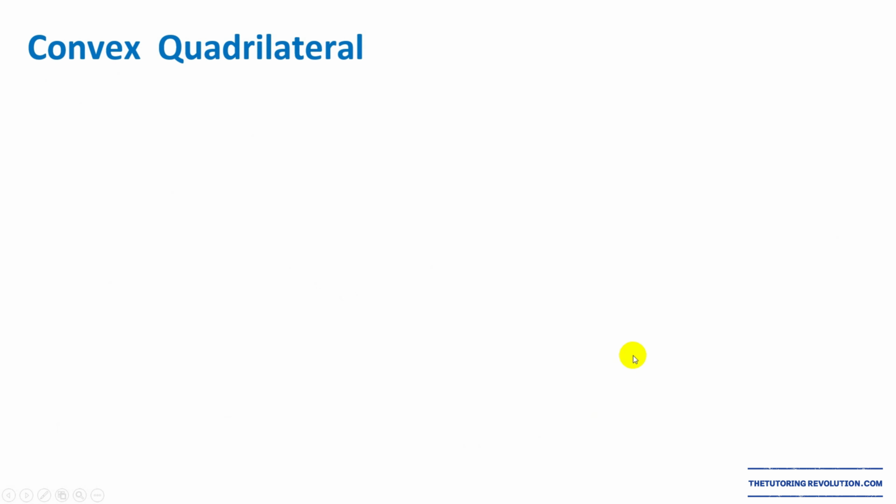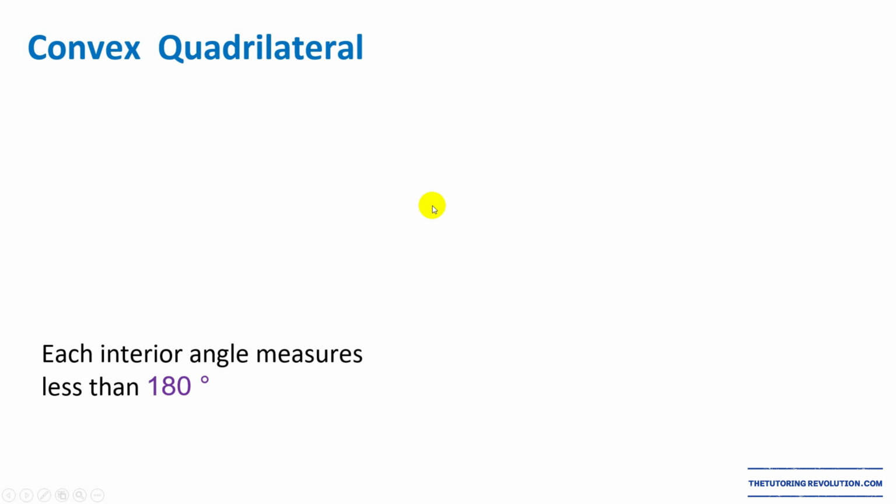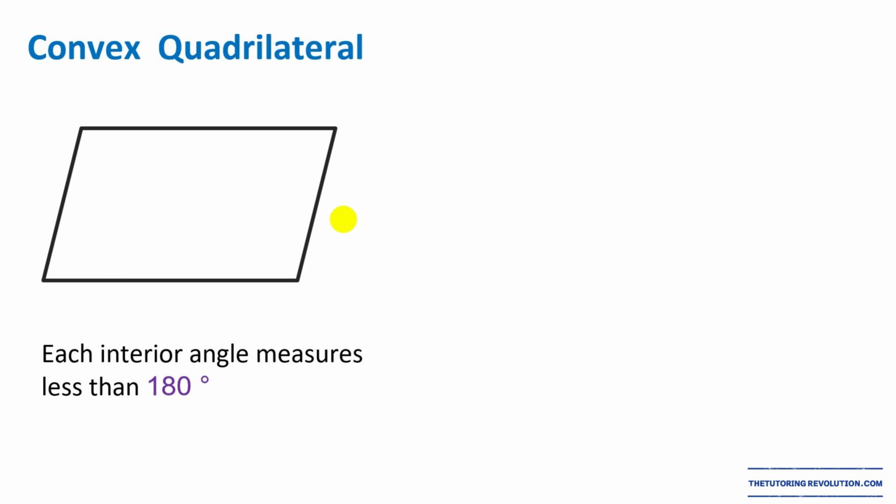Now, there are two general types of quadrilaterals. A convex quadrilateral is a quadrilateral in which each interior angle measures less than 180 degrees. For example, here we have a parallelogram, which is a convex quadrilateral, in which each angle measures less than 180 degrees.